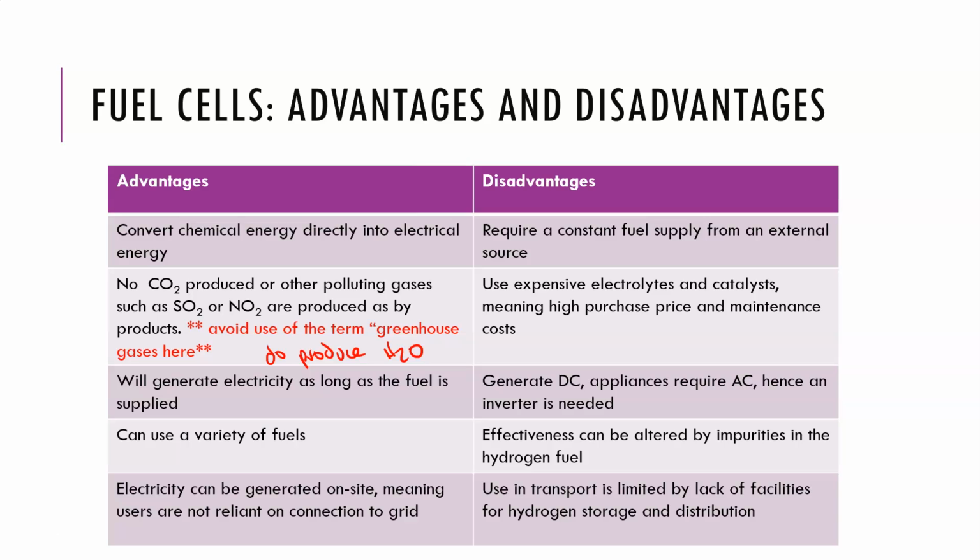We can generate electricity on site, so because we can have continual supply of electricity without fluctuations in load and things like that, it's a steady electricity supply, which means it takes away reliance from a grid.